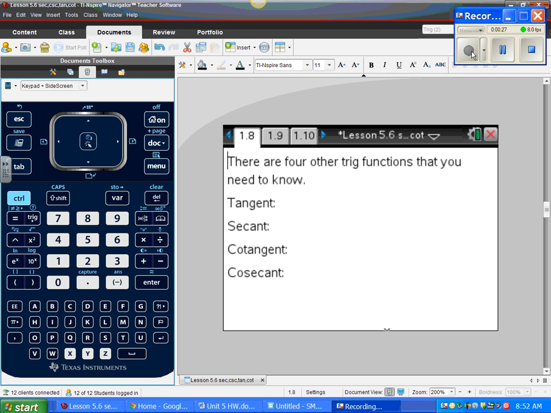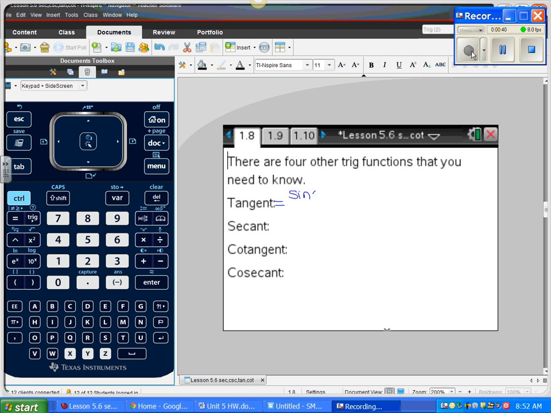All right, tangent. So we already know what tangent is, right? What's tangent? What's the ratio? Sine over cosine, right? Okay, so we know tangent is sine over cosine. You do have to write this down, okay, in your notebook or in your calculator. And the shorthand is tan. We don't see it written as tangent most of the time, okay?